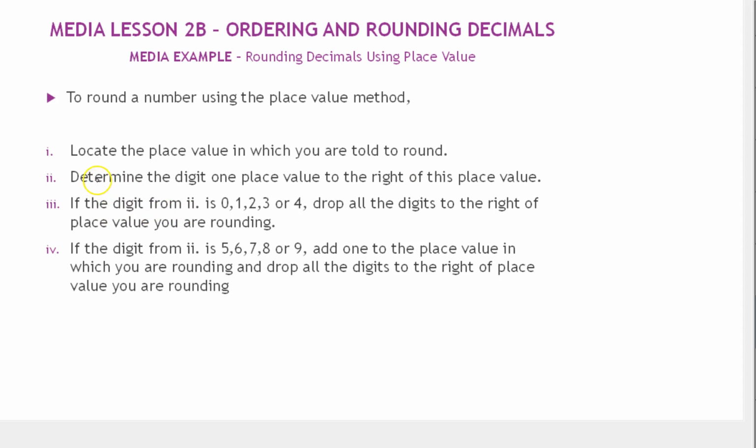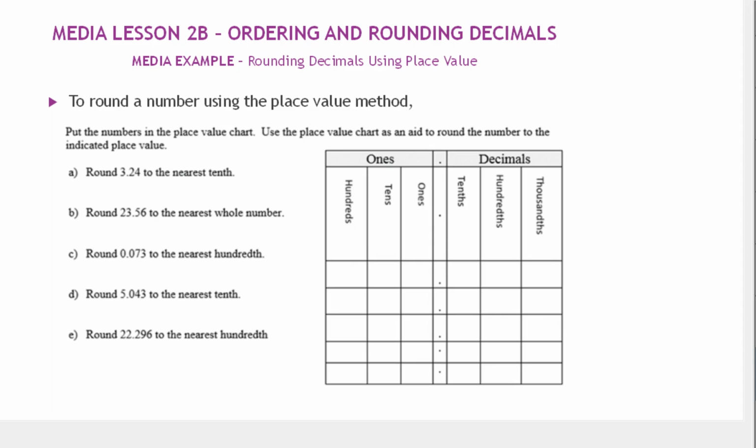If this number that you found here is 0 through 4, you drop all the digits to the right of the place value you are rounding. That's all you do. That's called rounding down. If the digit you found is 5, 6, 7, 8, or 9, you're going to add 1 to the place value in which you are rounding and drop all the digits to the right of the place value you are rounding. Okay, so this sounds like a lot, but it's actually pretty simple.